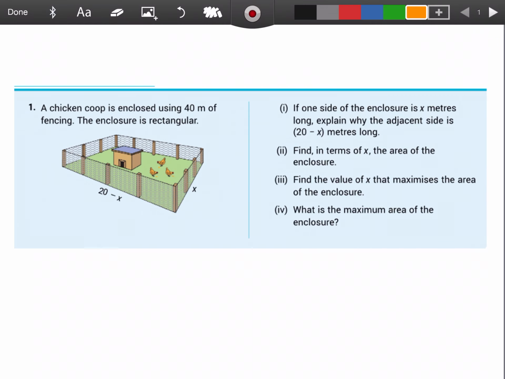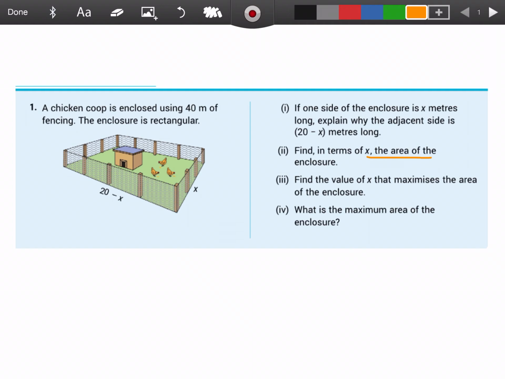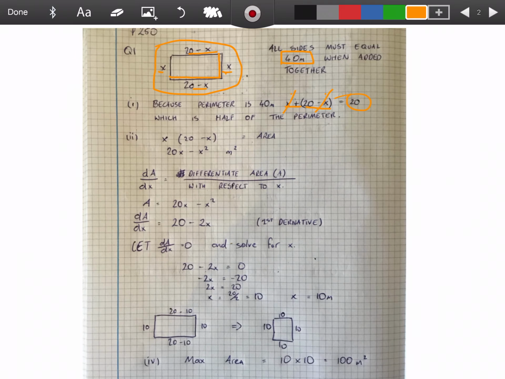So area, nice and simple. We know that area is length by width. So based on this, I got to do that times that. Nice and straightforward. And we can see it there. I've done x by 20 minus x, and I've got my area. Multiply that out. x by 20 gives me 20x, and x by minus x gives me minus x squared. And you can see I've also put in my unit, meter squared, just in case.